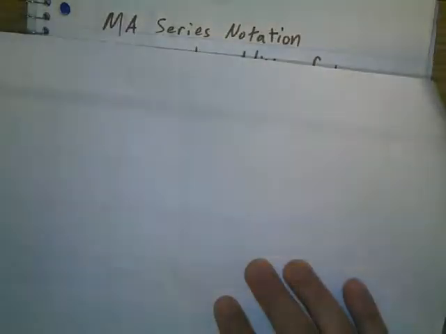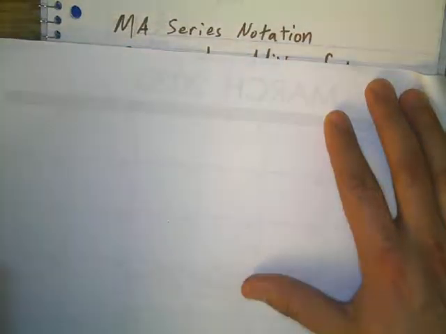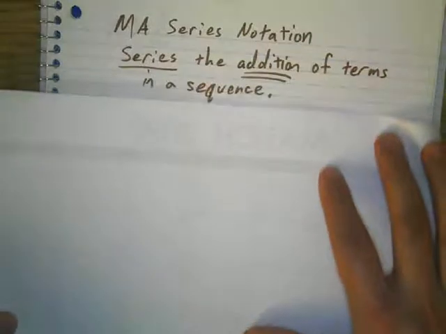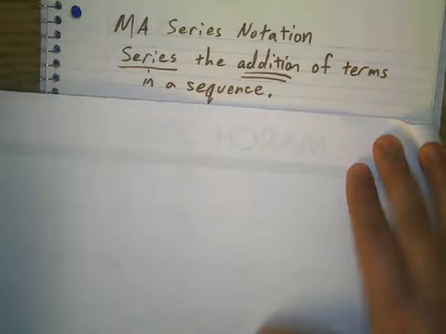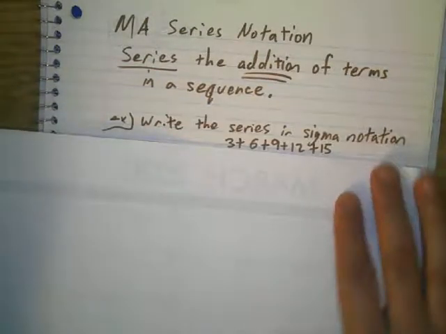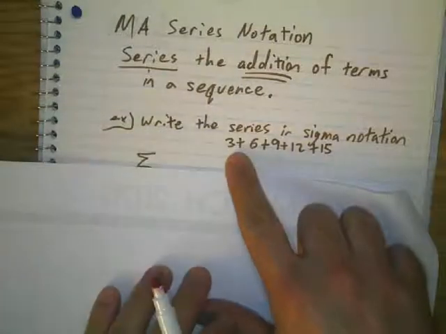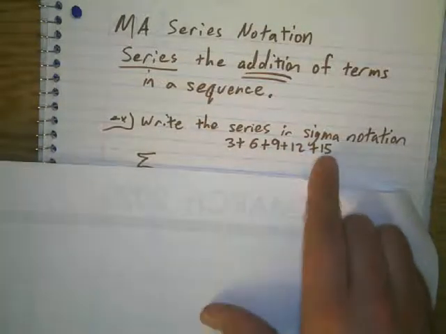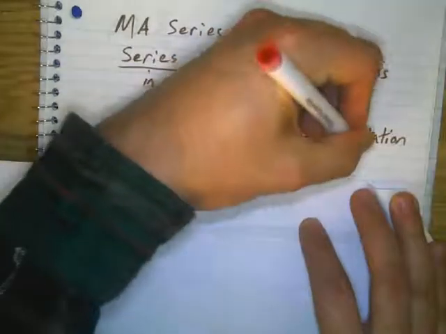Okay, math application students. Now we're going to talk about series notation. So first of all, what is a series? A series is when you add all the terms in a sequence together. So basically if I've got a sequence, for example, 3 plus 6 plus 9 plus 12 plus 15, if I added those together, 3 plus 6 plus 9 plus 12 plus 15, that is equal to 45.